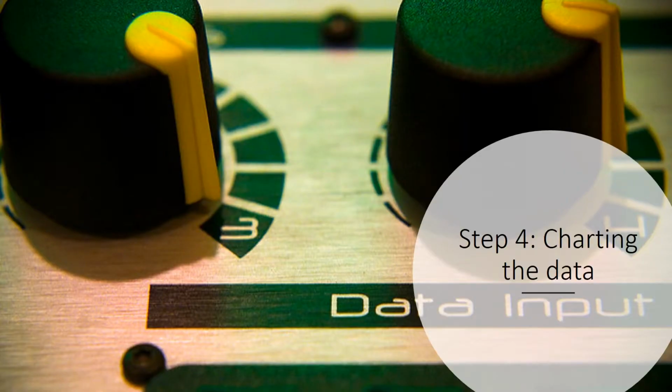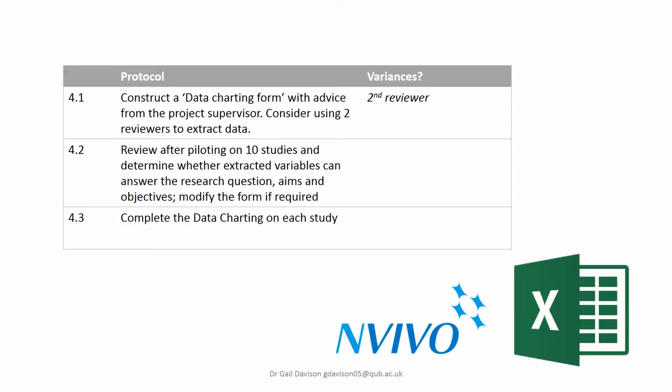So step 4 is charting the data, and this is where you're going to extract the information. Within the literature, it talks about a data charting form. That sounds as if it's a physical form, so it may be that you decide to use a physical form. I used Excel. So once you've constructed the data charting form with your supervisor, then you need to extract information from what's recommended, which is 10 studies, and then go back over it. After going back over it, you might decide to refine the form.